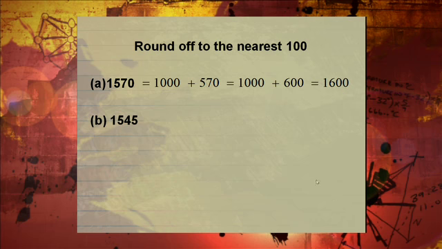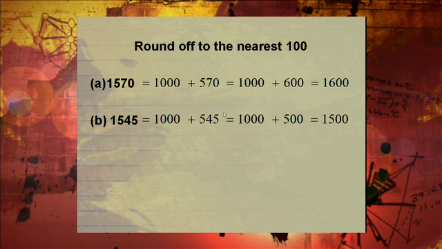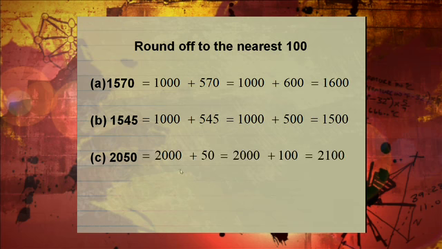Let's look at this. 45 obviously is less than 50. And then to the nearest 100, split that as 1000 plus 545. Then I'm looking at 45 here. I'm saying to the nearest 100, 45 is less than 50, I keep it as 500, then I get 1,500. 2050, split it up to the nearest 100. So you go like plus 50. You go 2000 plus 50. To the nearest 100 is already 50. Take it up, then you get that.